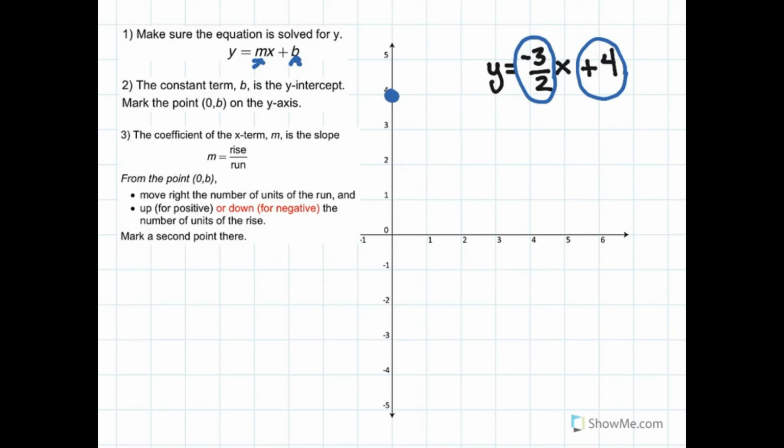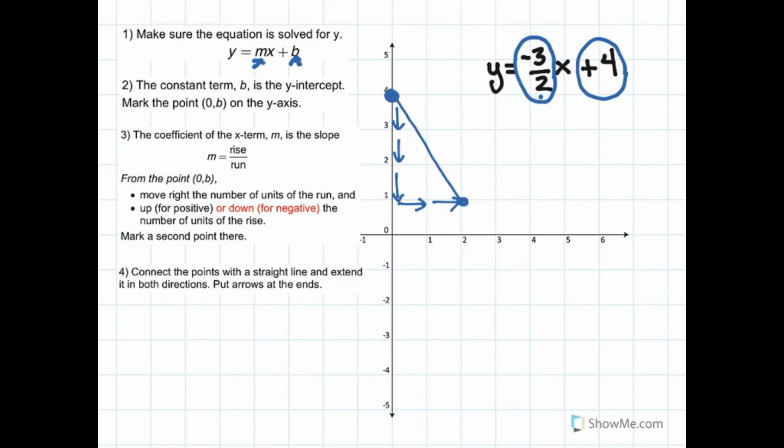Now this coefficient, -3/2, is telling us the rate of change, or the slope. So if I mark that down 3 and over 2, I get another point. And now I can draw the line by connecting the 2 points and then extending it in both directions. There's a very strong connection between the equation in this form, called slope-intercept form, and the graph of the line.